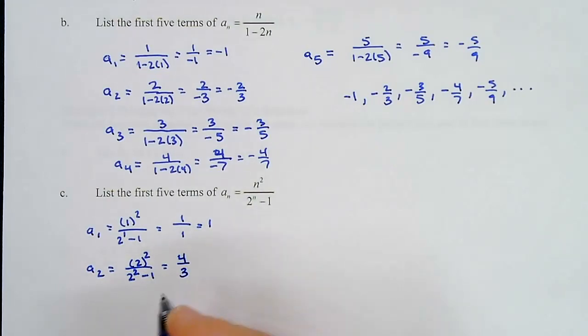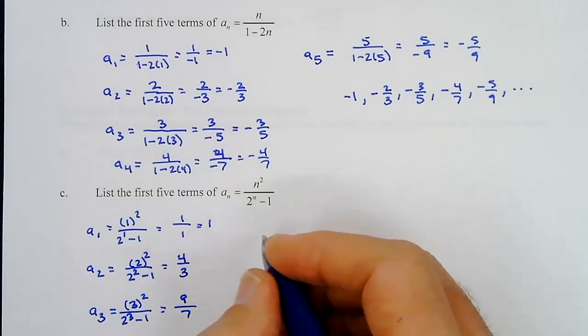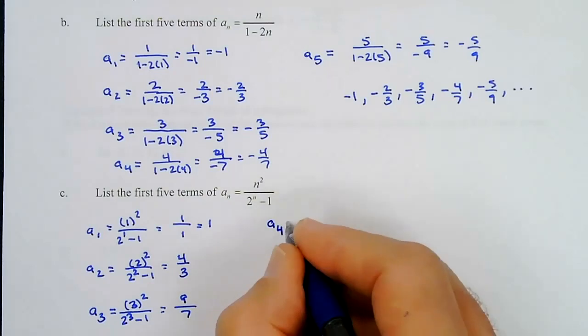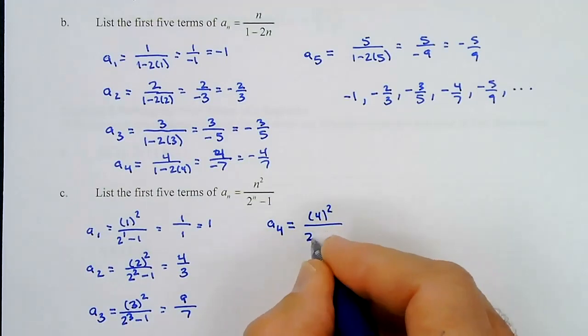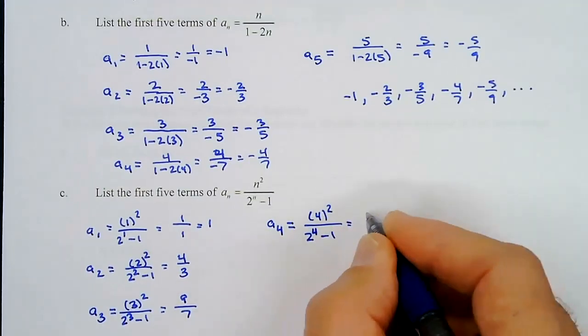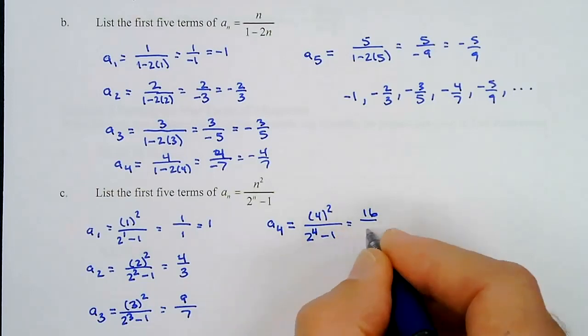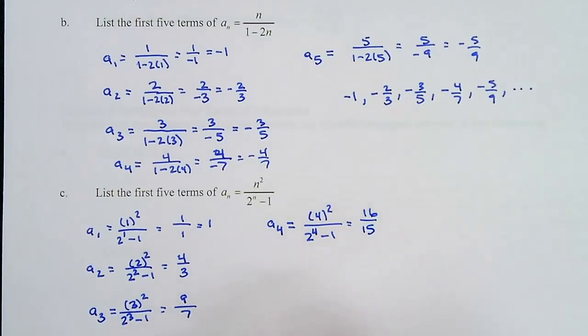So that's 4/3. And then the third term would be 3 squared over 2 cubed minus 1. And so that would give you 9 over 2 cubed, that'd be 8, and 8 minus 1 is 7. And then the fourth one would be 4 squared over 2 to the fourth minus 1. And so this would be 16 over 16 minus 1, which would be 15.